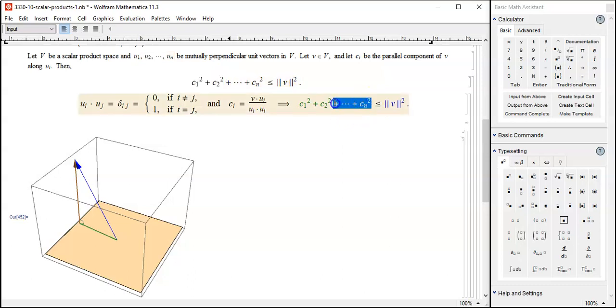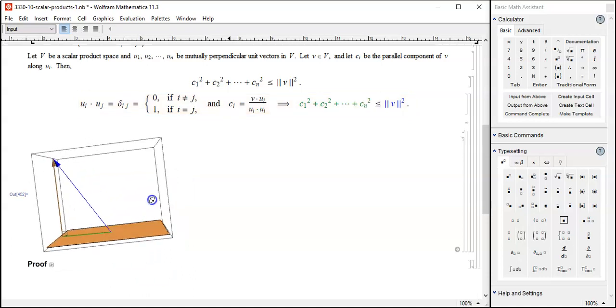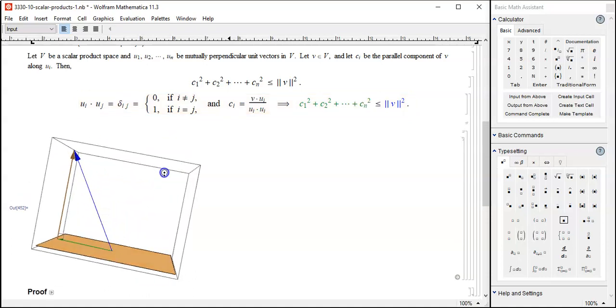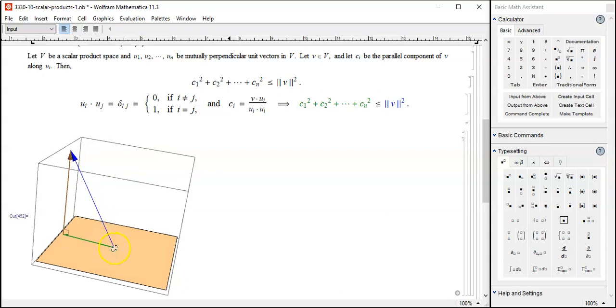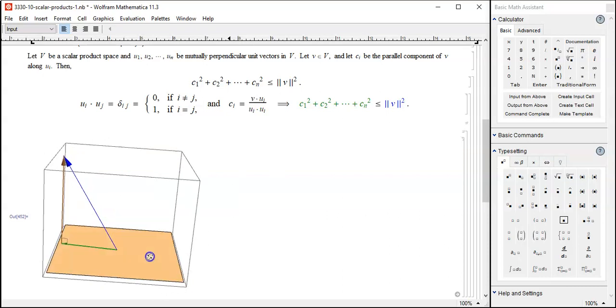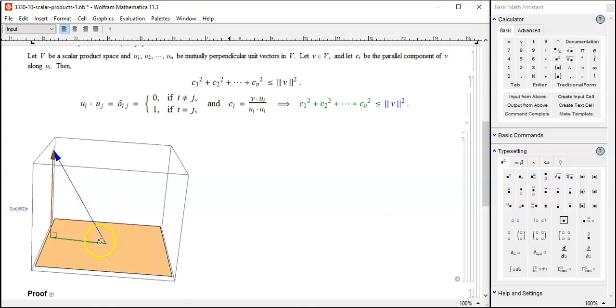We don't have any of those. You can still see things going on here. V is this. And then U1 and U2 must be somewhere here, there, in whatever direction. And then we have this parallel component, and then the orthogonal component. And if you take the parallel and orthogonal components with the original, we have a right triangle.